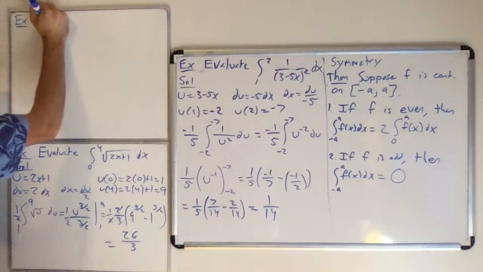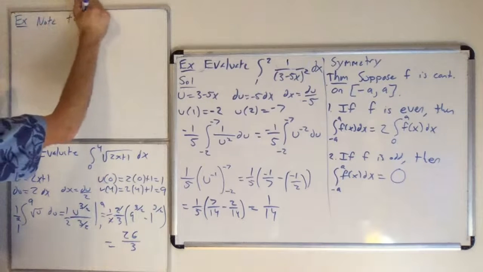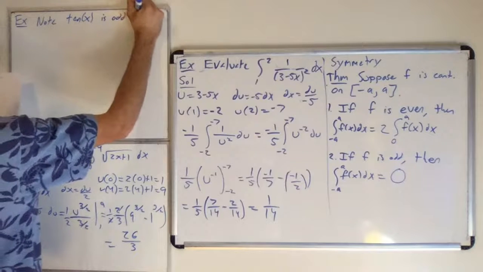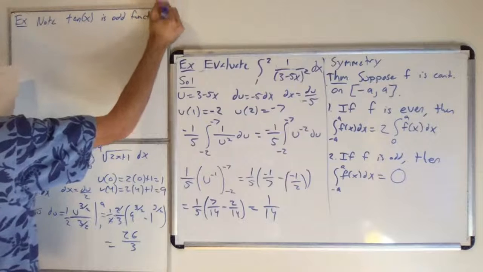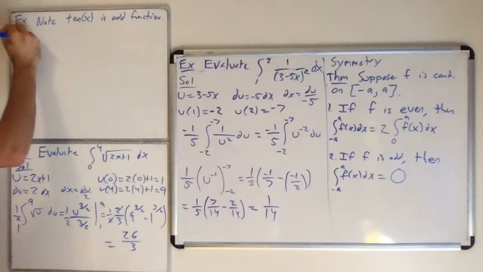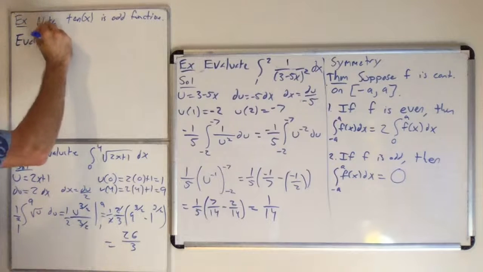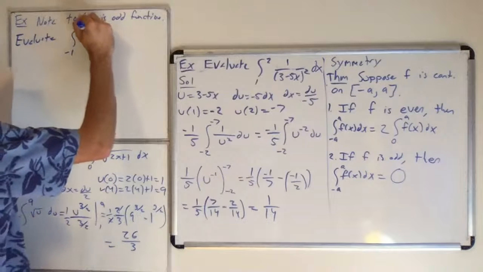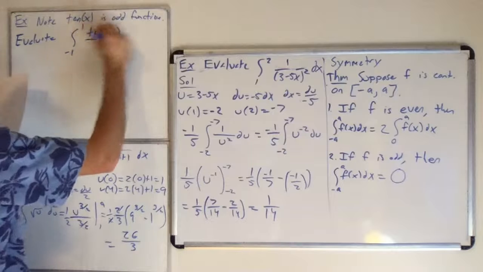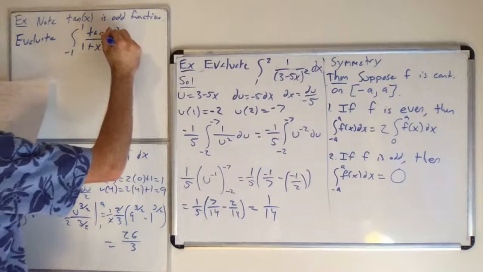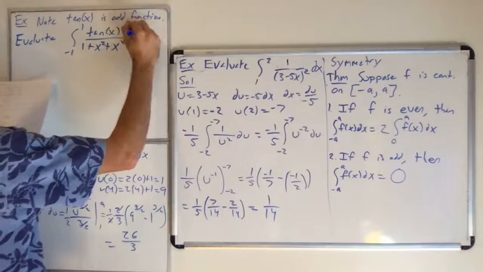Okay, so note tan of x is an odd function. I don't know if we ever actually discussed that in class, so just note that it's an odd function. Evaluate the integral from -1 to 1 of tan of x over 1 plus x squared plus x to the 4th dx.